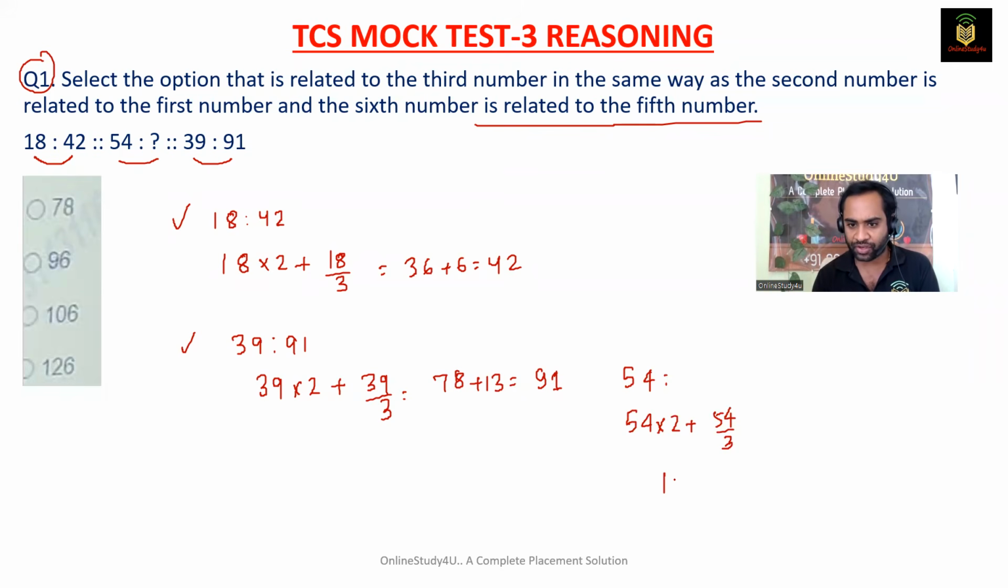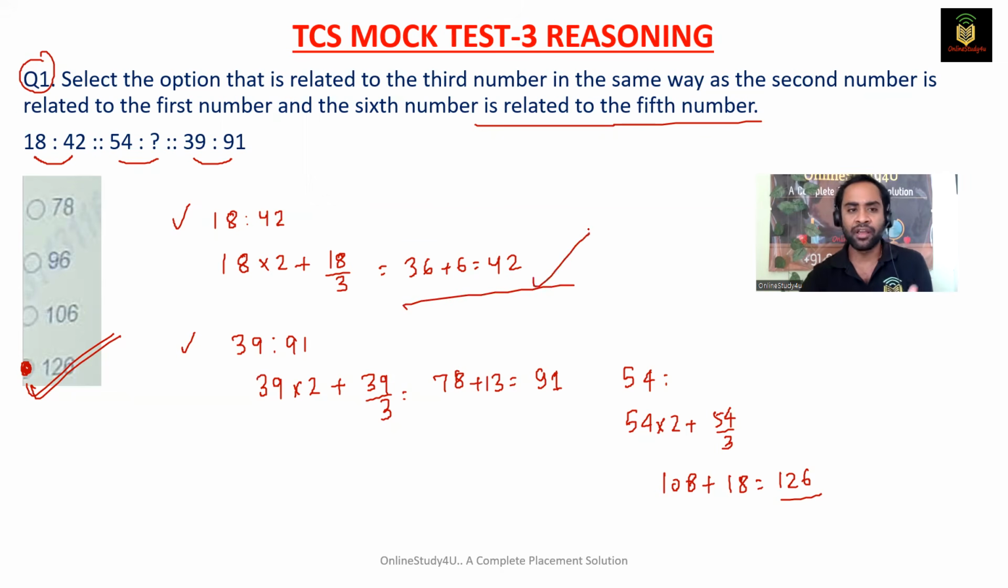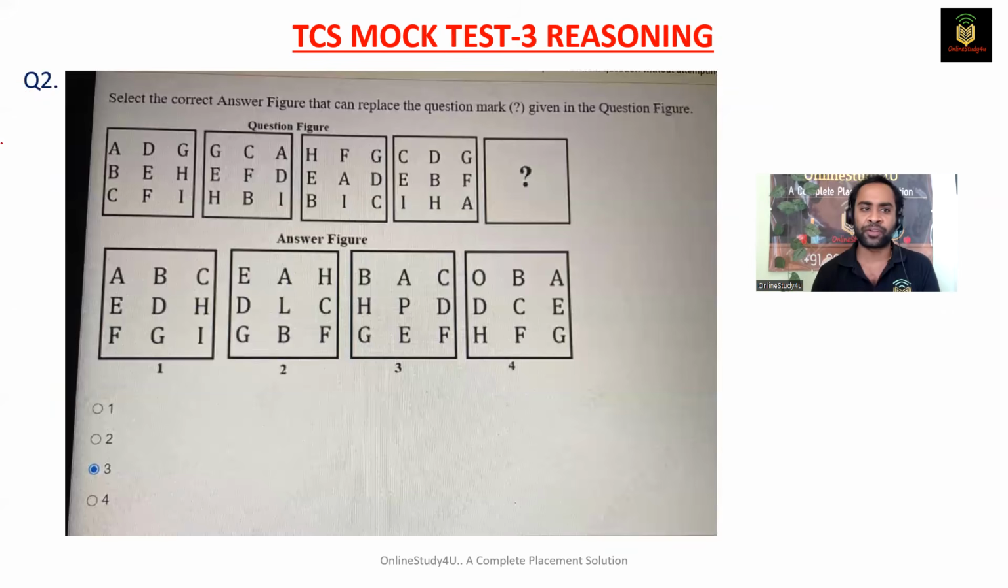This was a good question which was asked in the exam. 108 plus 18 is nothing but 126. So option D will become the correct answer. Friends, everybody has to mention the time, how much time you are taking for the 15 questions, and whether you were able to solve the individual questions or not. So 126, that means option D will be the correct answer. Multiply by 2 and divide by 3 for the same number, and then you will get the next value. This is the logic for this particular question.